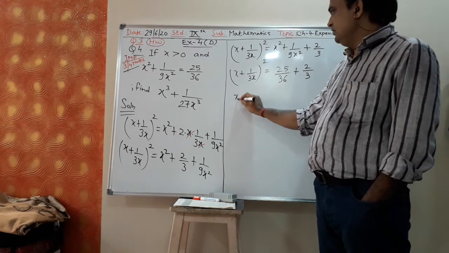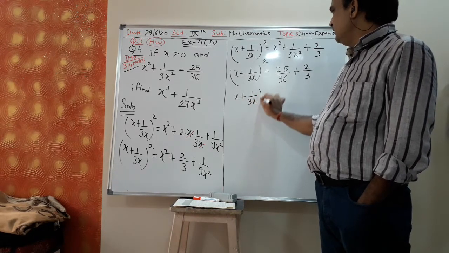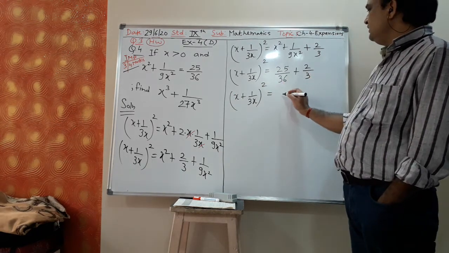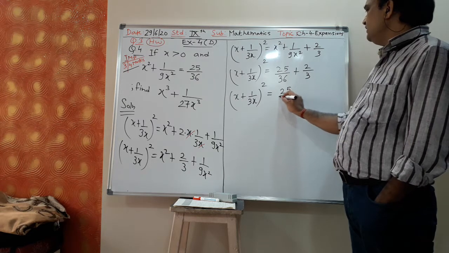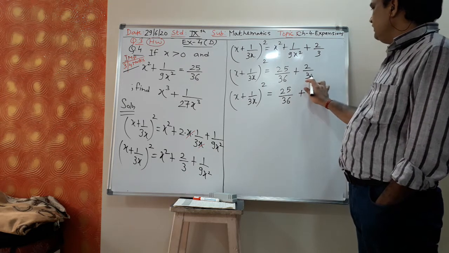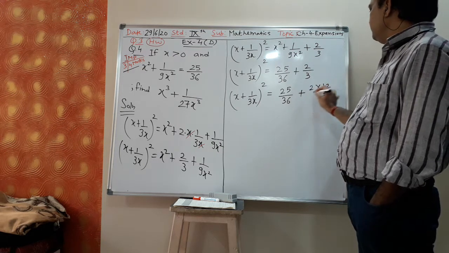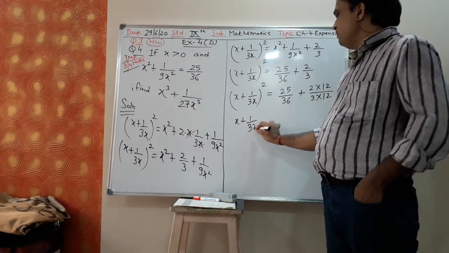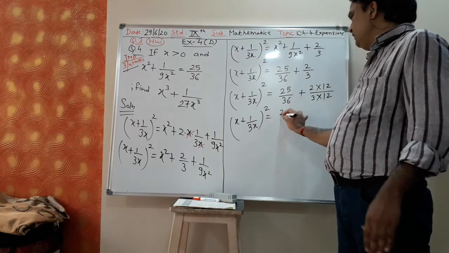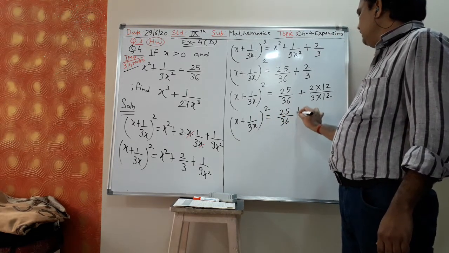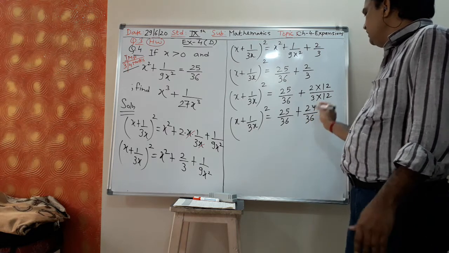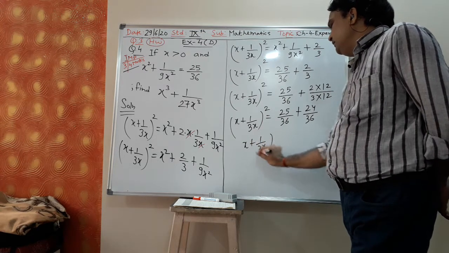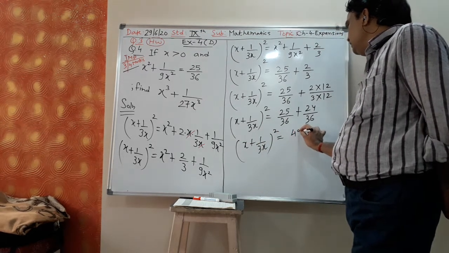We'll take the LCM. X plus 1 upon 3x whole square is equal to, LCM of 36 and 3 is 36. So 25 upon 36 plus, multiplying and dividing by 12 to get 36, 2 into 12 is 24, so 24 upon 36. Now the denominator is the same, 36. 25 plus 24 is 49. So x plus 1 upon 3x whole square is 49 upon 36.